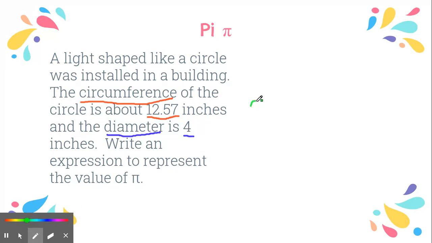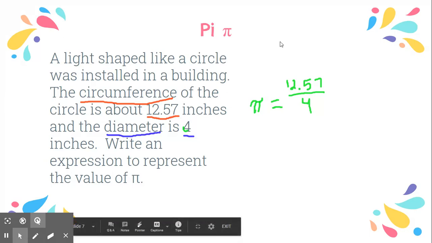So we're going to write our pi equals, remember circumference goes on top, so that'd be 12.57. And then on bottom is our diameter, which is 4. Okay, guys, and that's really all there is to it. We don't have to do anything else with it. We're just writing the numbers, because no matter what, these two numbers are always going to equal 3.14.